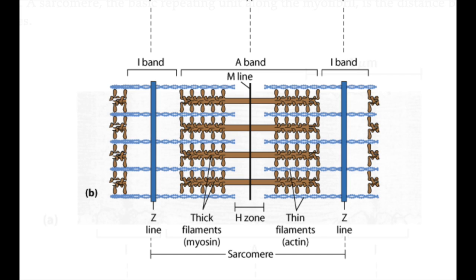There are two I-band regions with a C-line that lies in the middle of each one A-band region, and an M-line which lies in the middle of the H-zone. Now that we know the basic parts of the sarcomere, we can discuss the process of contraction and relaxation.